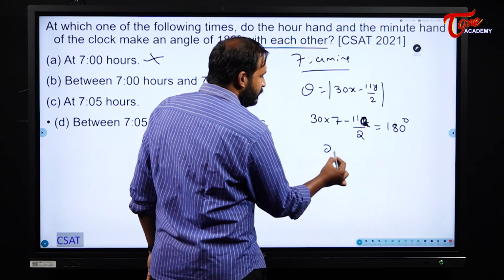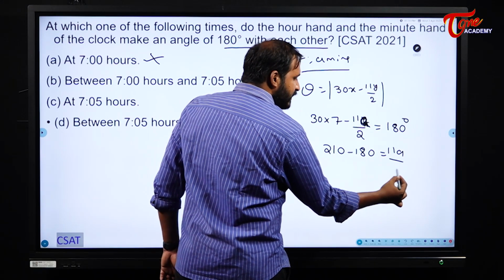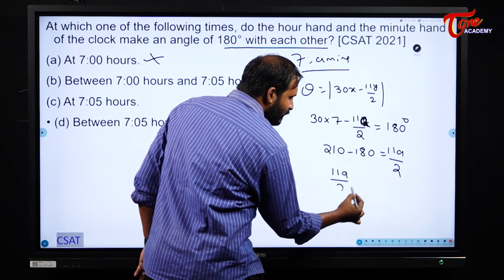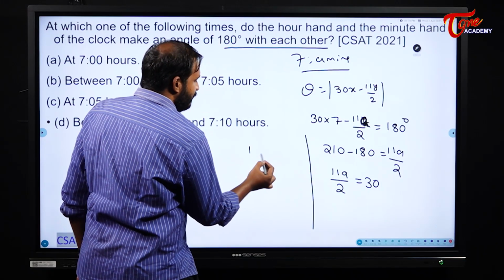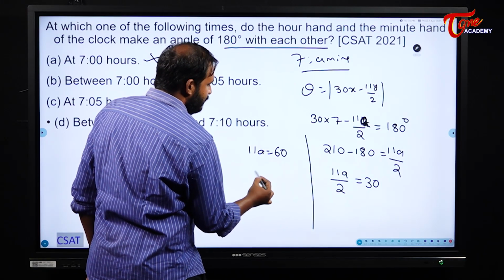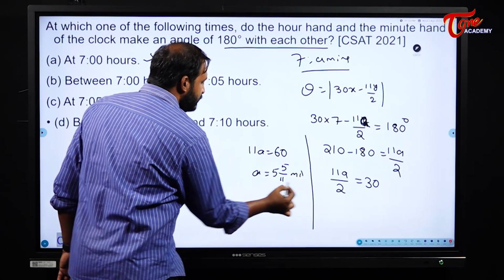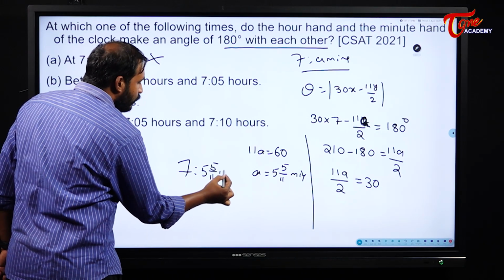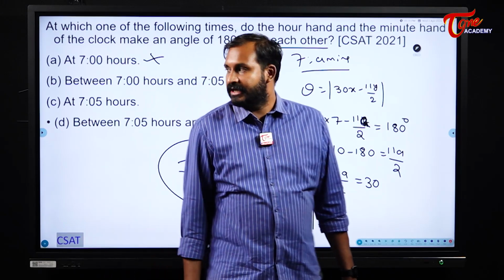So, 210 minus 180 is equal to 11a by 2. I am sending 11a by 2 that side and 180 to this side. So 11a by 2 will become what for me here? 30. So 11a value will become 60. A value will become 5 by 11 minutes. That means at 7 o'clock 5 by 11 minutes, both the hands of the clock will be 180 degrees with each other.